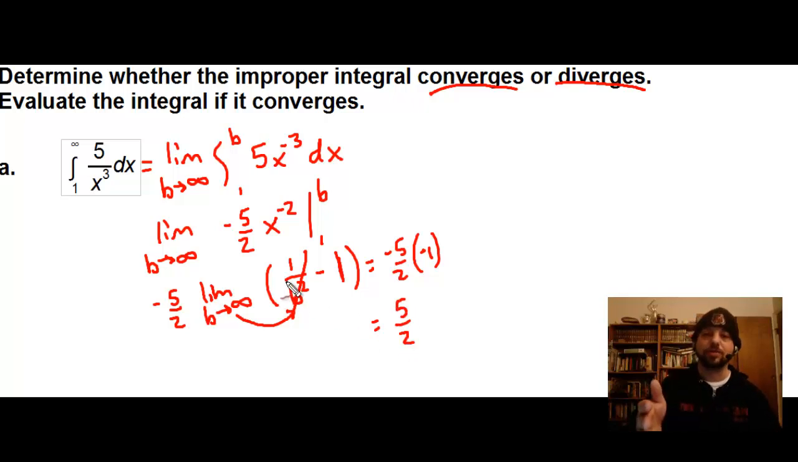I certainly welcome you to plug this function in your calculator and see for yourself that it does approach its horizontal asymptote quickly enough, as we say. That's rather informal, but it'll work for now. And we do end up with 5 halves as our integral.